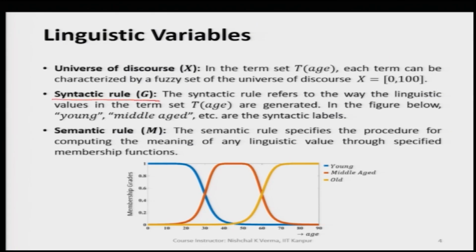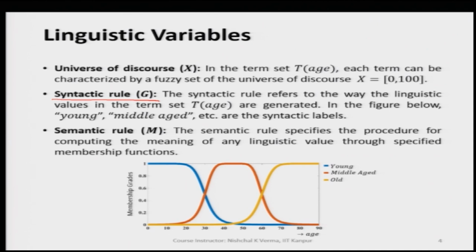So, the syntactic rule is G, and it is symbolically defined by G. The syntactic rule refers to the way the linguistic values in the term set T are generated. In the figure that we have just discussed for age, where we have created multiple fuzzy regions for age, young, middle age, etc., are these syntactic levels. So, based on this syntactic rule, we create young, middle aged, old, etc.